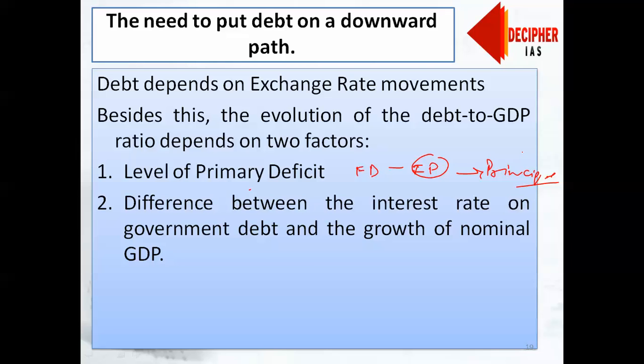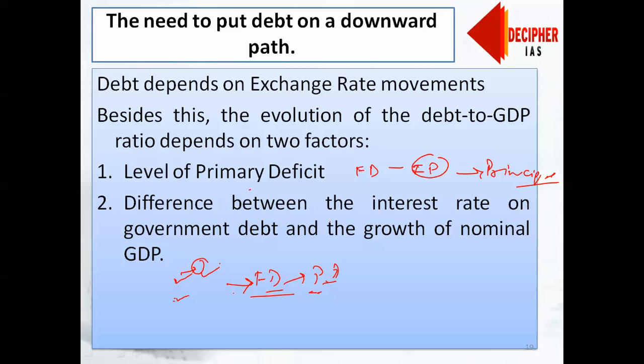Put simply, the primary deficits push up the debt ratio, but nominal growth can bring it down as long as the growth rate exceeds the interest rate on government debt. Obviously, when the interest the government has to pay is less, and the economy is growing faster than that, we can repay our debts, and we can reduce our FD, that is fiscal deficit. And when fiscal deficit is reduced, obviously primary deficit will be reduced.